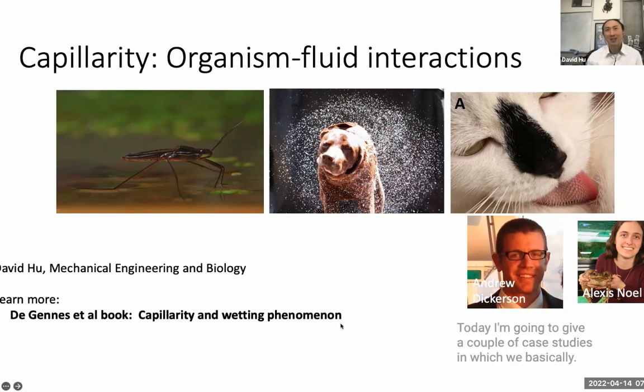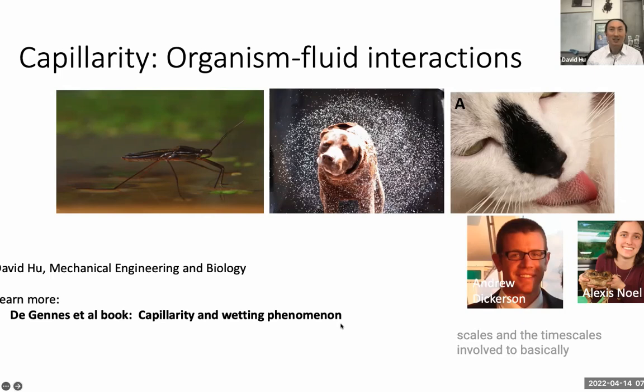Today, I'm going to give a couple case studies in which we basically start with knowing very little about a system, and go to looking at the length scales and the time scales involved, to basically getting an understanding of how the system works. And this is the work done by my graduate student, Andrew Dickerson, who's now at Tennessee, and Alexis Noel, who's at GTRI.